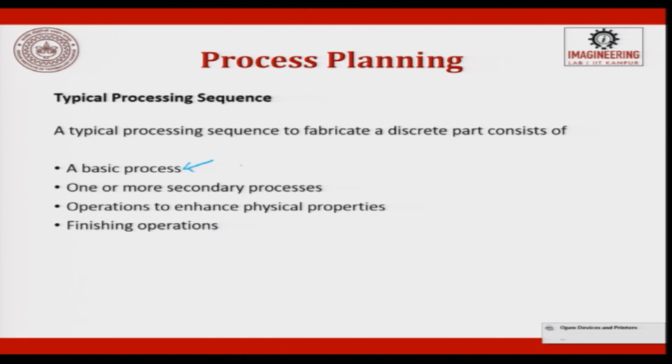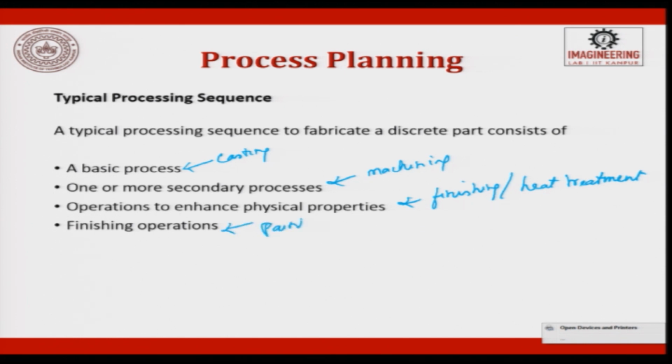For example, let us take a simple example: casting. Then we do a secondary operation, machining. Then we try to do finishing, or we try to do heat treatment, enhancing properties. And then finally we try to do painting, or deburring, whatever it is. A typical process sequence to fabricate a discrete part consists of a basic process, then a secondary process, then enhancing the physical property of the part, and then finally finishing. These are all the typical steps which are involved.